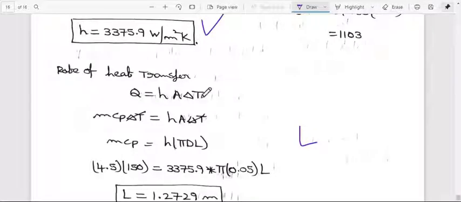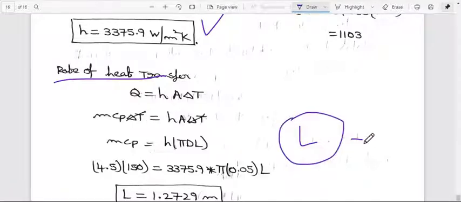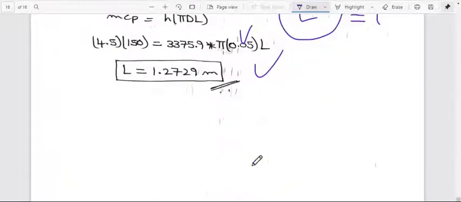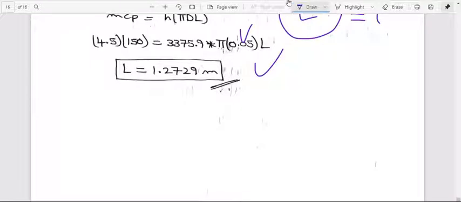So here Q equal to hA delta T. Heat transfer rate Q equal to hA delta T. We have to calculate the L value. So here L is the unknown parameter. That's why I'm considering area equal to pi dL. So here Q equal to mCp delta T, so delta T gets cancelled. The m value is 4.5, the Cp value from the properties is 150 and the d value is 0.05. After substituting in this equation, L equal to 1.2729 meters. This is the internal flow concept.